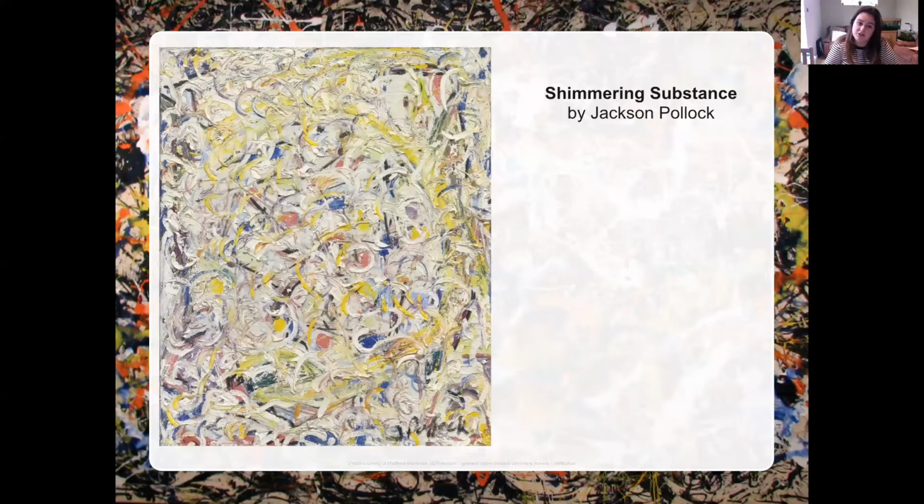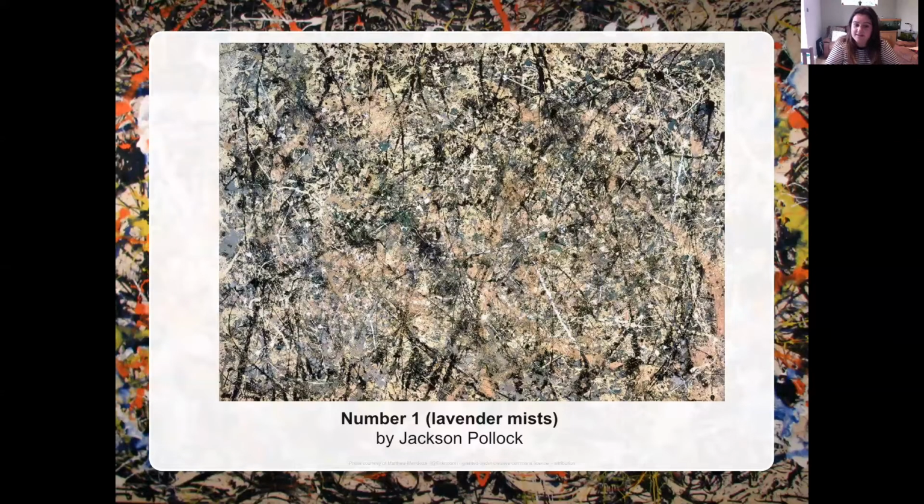What colours has he chosen to use here? And the shapes? So you might like to pause this picture here and have a little bit more thought about this particular work, Shimmering Substance. And the next piece is called Number One, Lavender Mists. So I want you to have a think about those questions again.